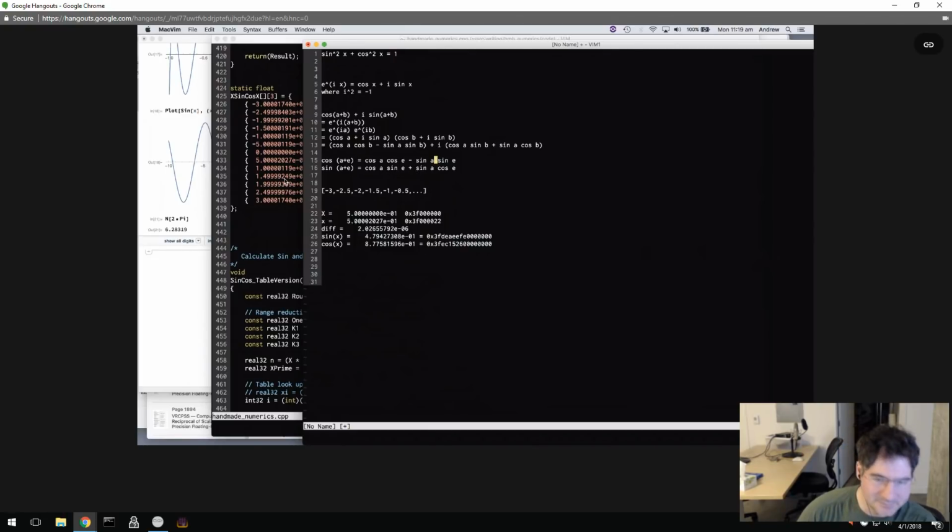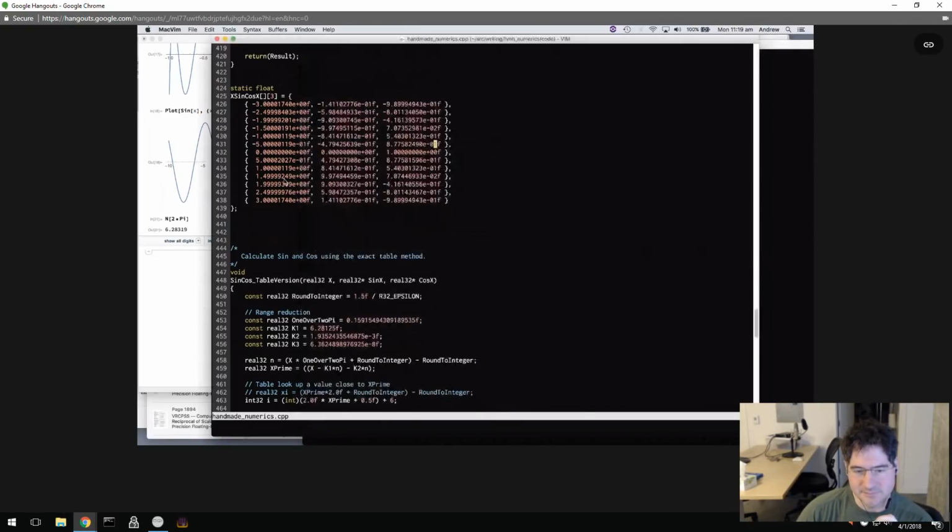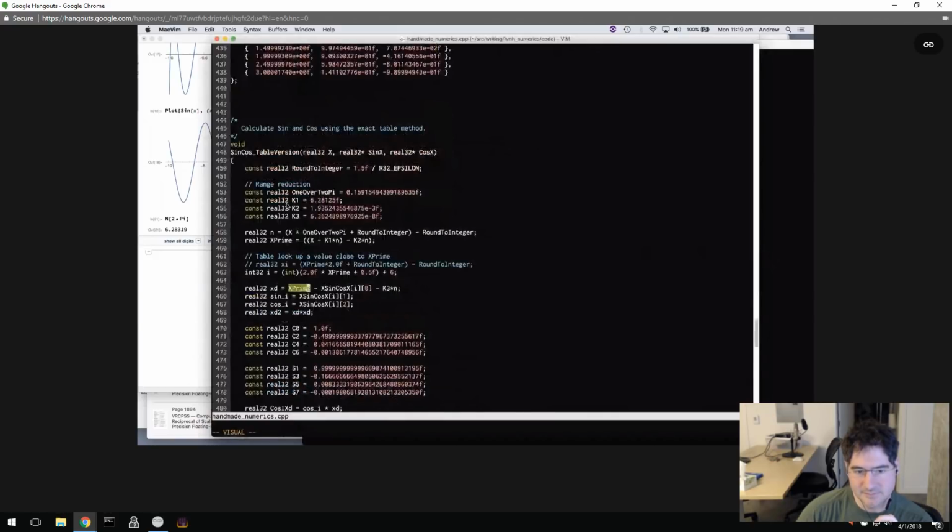To work out the argument for the polynomial, we take x prime, which is x that's been range reduced, subtract x in the table, and that makes it between roughly negative 0.5 and 0.5. And then this little error compensation term. And so the reason why this xd here is always in the range somewhere around negative 0.5 to somewhere around positive 0.5.